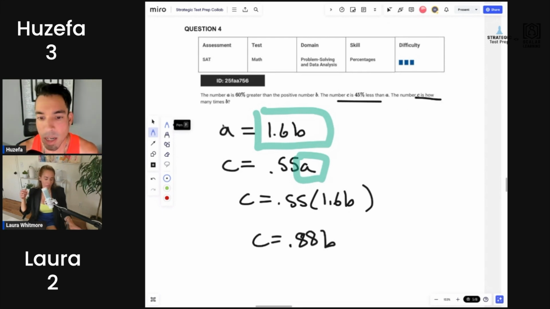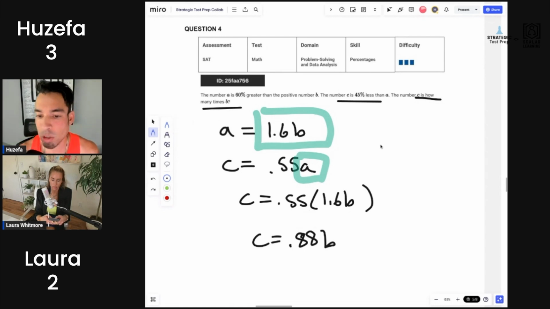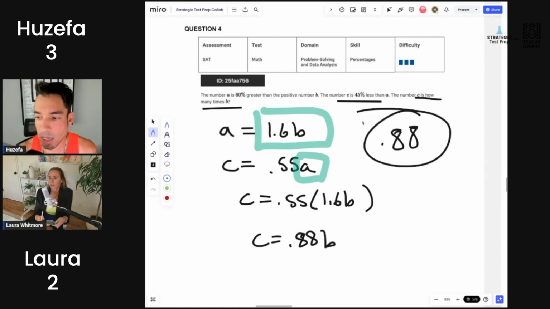It says the number C is how many times B? It's this many times B, which means our answer is 0.88. That's how you do it.